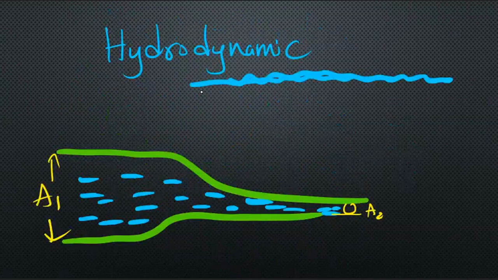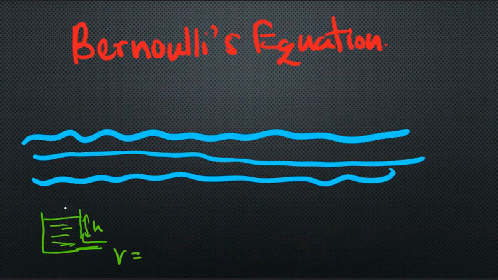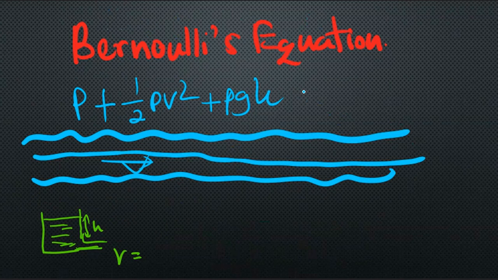Hydrodynamics. In hydrodynamics, first equation we call this equation of continuity. A1 V1 equals A2 V2. Moving into Bernoulli's equation, pressure plus half rho V squared plus rho GH equals a constant.